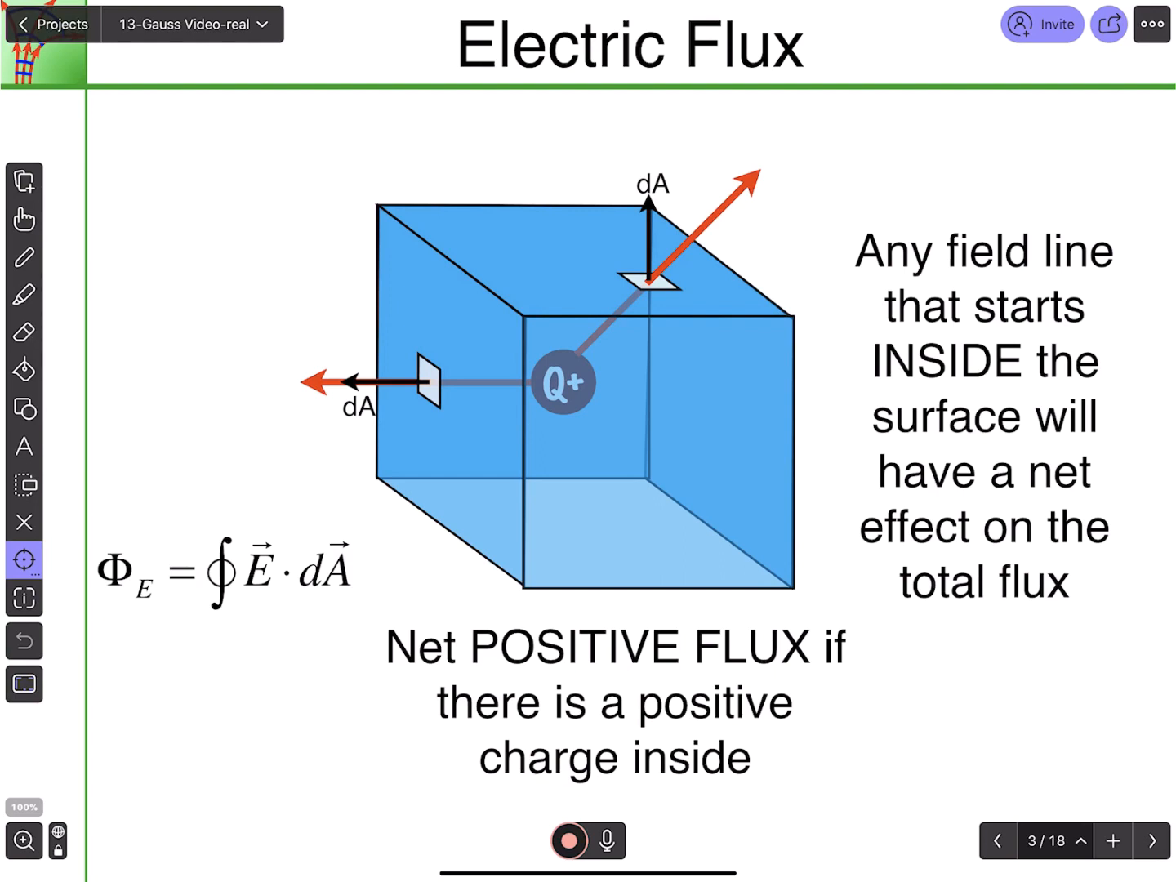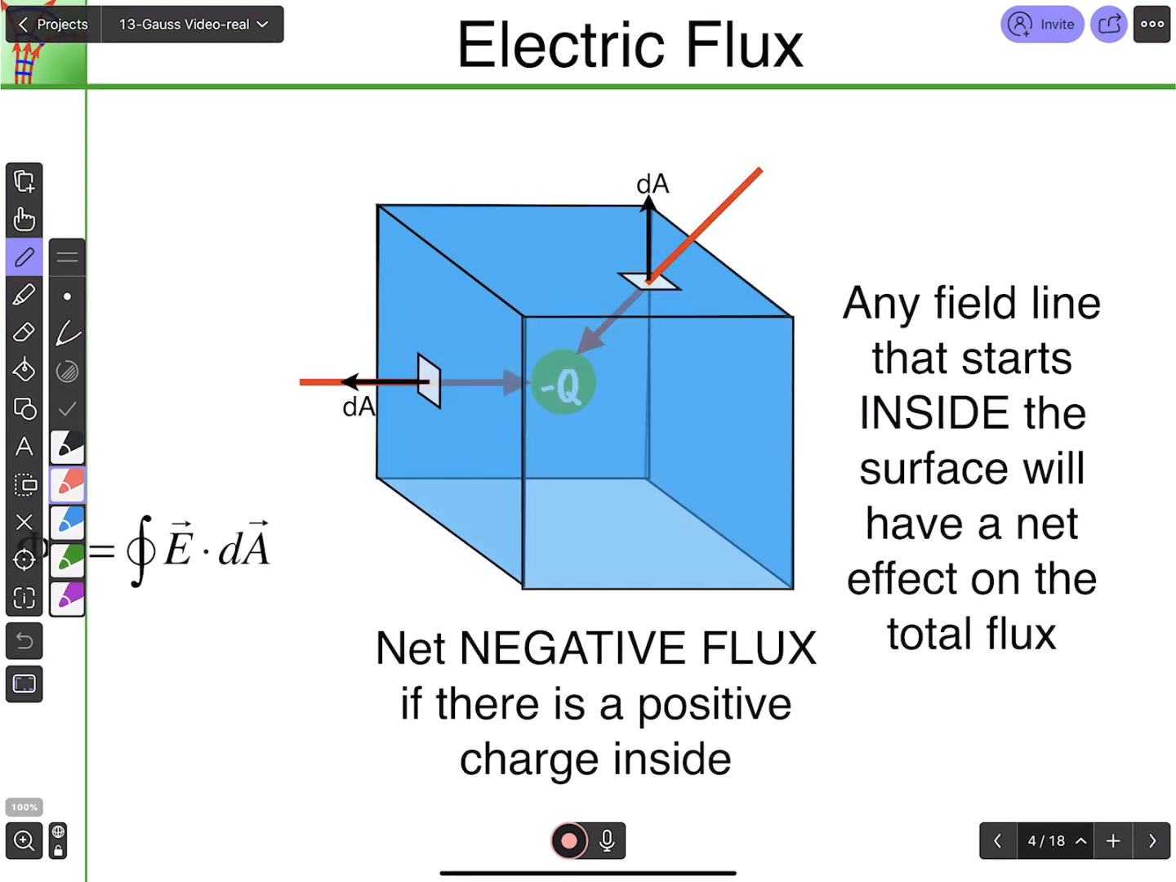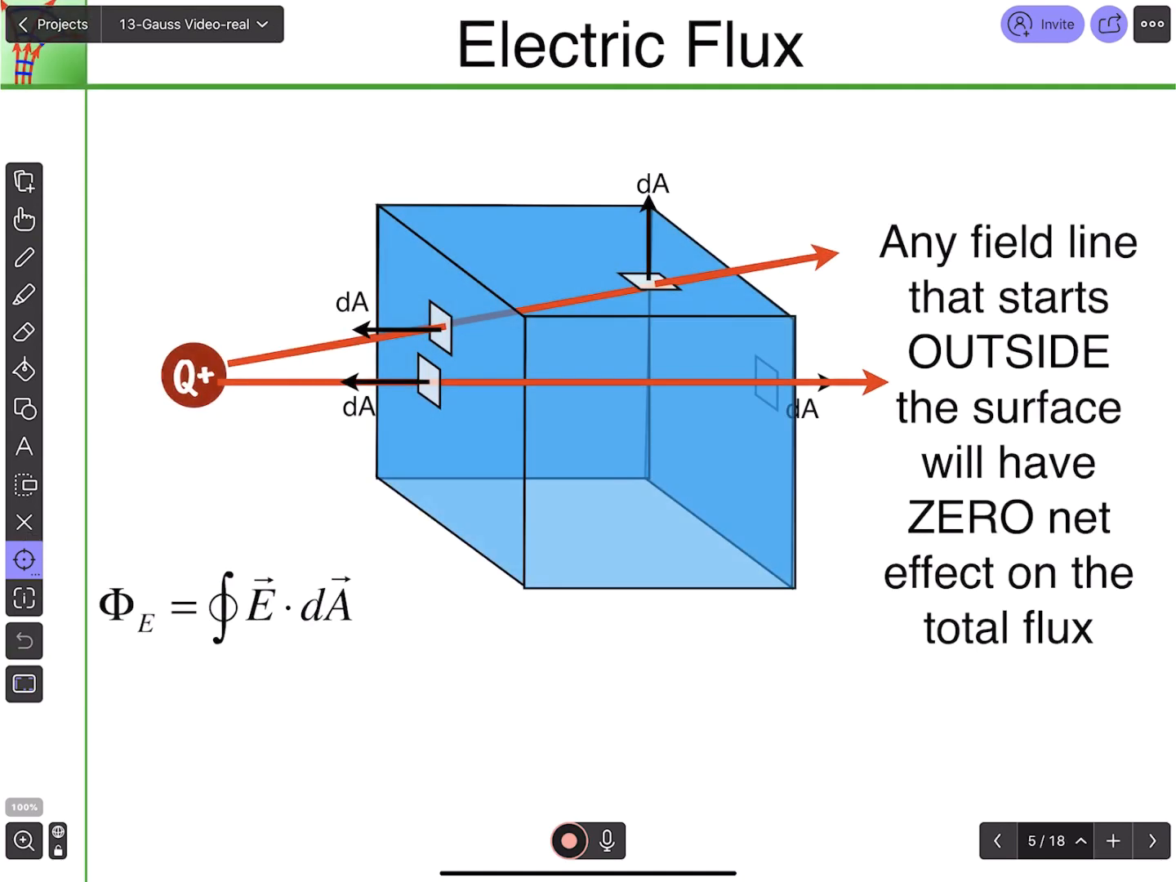So we get a net positive flux when the charge inside it is positive. And when the charge is negative, you sort of get the opposite. We get a net negative flux. Once again, that's because the electric field lines are all pointing inwards and the area vector is pointing outwards. So the angle between the area and the electric field is going to be greater than 90 degrees, which when you take the cosine of the angle gives you a negative number. So when the total flux is negative, the charge inside is negative.